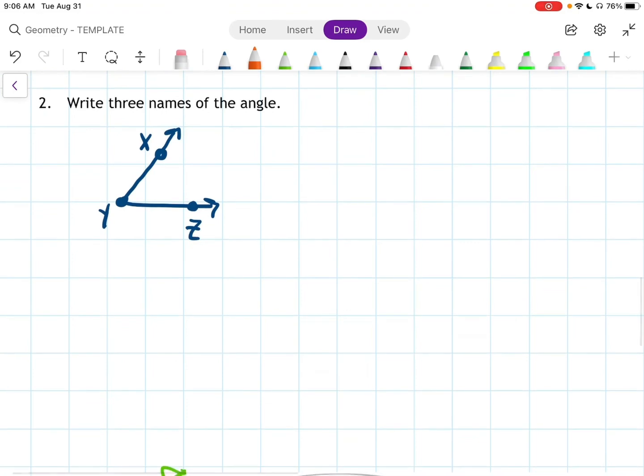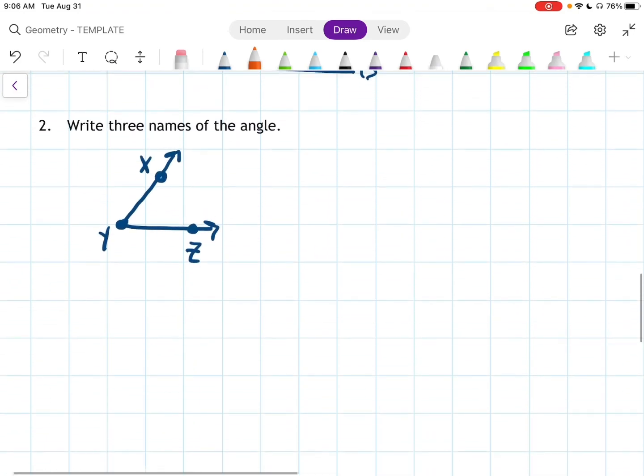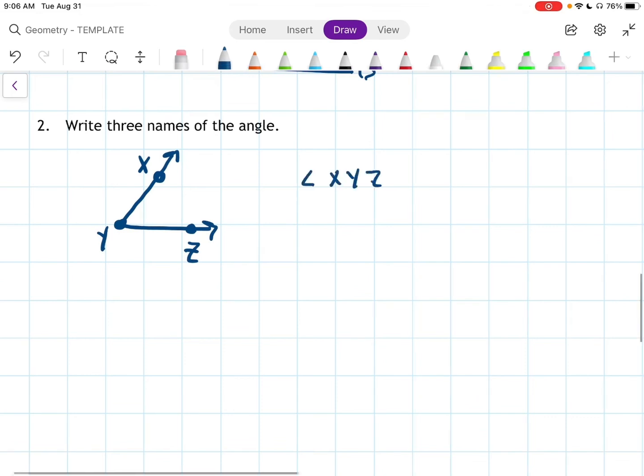All right, last thing. Write three names of the angle. We could say this is angle XYZ. We could say this is angle ZYX. And because this angle is all alone, there's not more than one angle there, we could also call this angle Y. Normally you cannot do that. The only reason that we can do that is because there's nothing else coming off this angle here. Now, if we had a ray here, and maybe this was A, then we could not say angle Y. Again, we can only say angle Y because there's nothing else there.